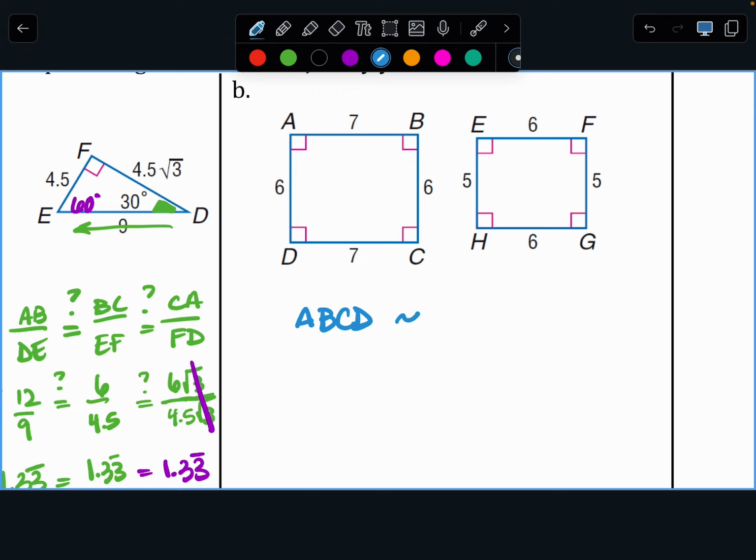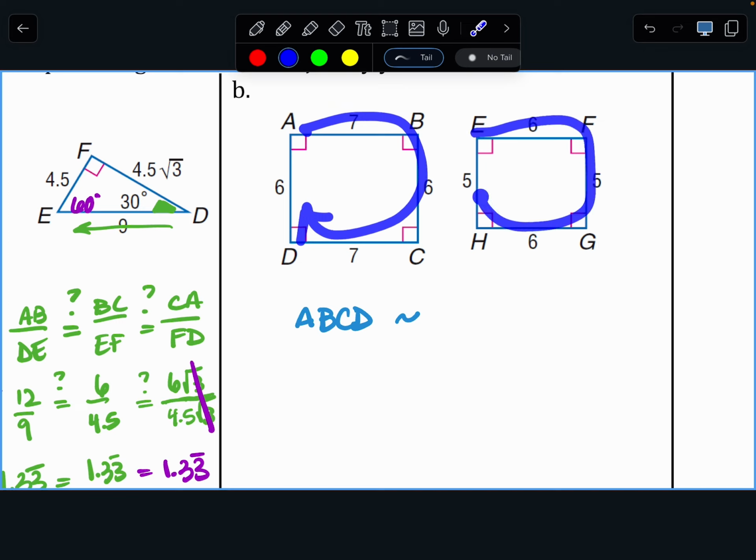So I want to know if it's similar to, so which one matches? So since we said A, B, C, D, then we're going to go with E, F, G, H. Anthony, can you close the door?